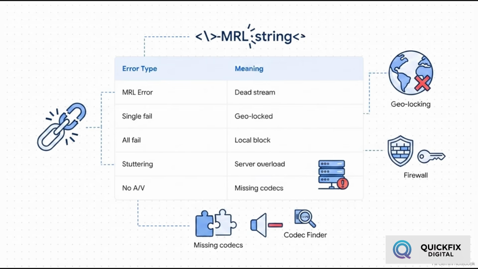If a single channel fails, it's probably geo-locked, so just remove it. But if every channel is failing, that's on your end, likely a firewall or VPN block. Stuttering usually means the broadcaster's server is overloaded, so try to find a stream closer to your region. And if a channel opens but there's no picture or no sound, the stream isn't broken. Your device is just missing a local codec, which you can easily fix with a codec finder tool.